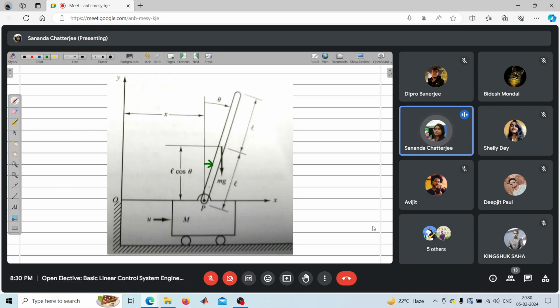The location of the CG of the pendulum has two coordinates. The horizontal coordinate is x plus L sin theta, and the vertical coordinate is L cos theta.